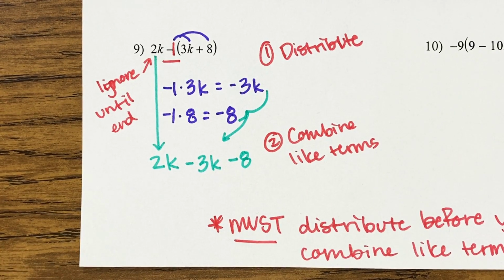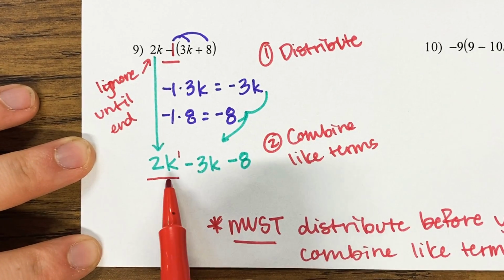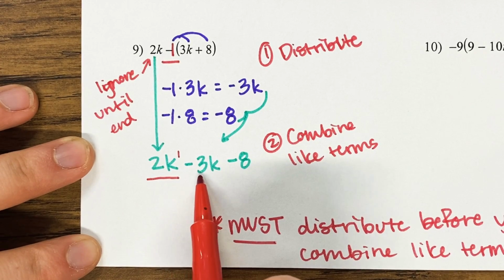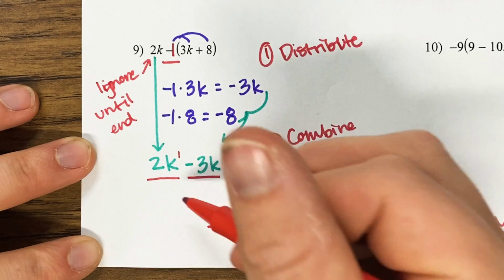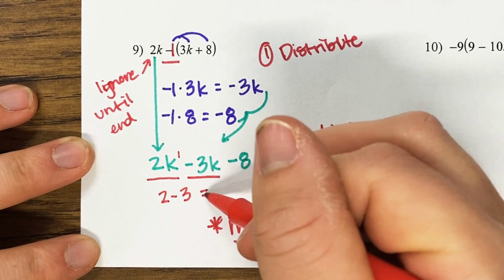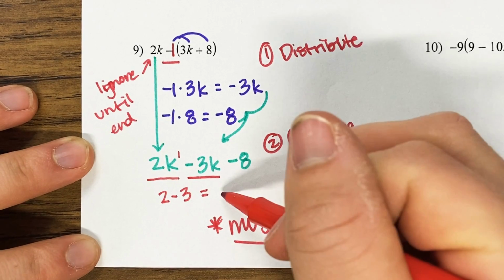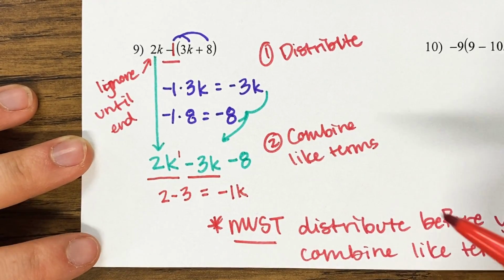Where are my like terms that I can combine? So let's look at our first term, 2k to the power of 1. So I'm looking for another term with just 1k. It's going to be this negative 3k. Okay, so if I have 2 minus 3, what is that going to give me? Negative 1, and then there was that k, so negative 1k.